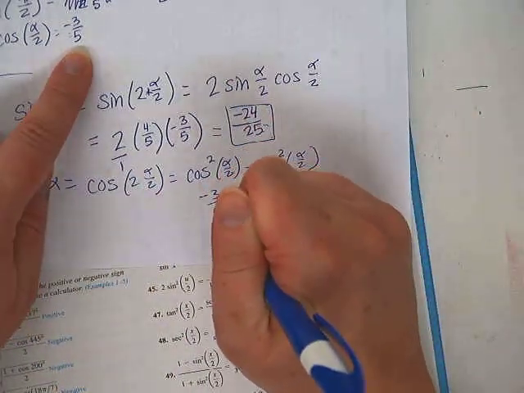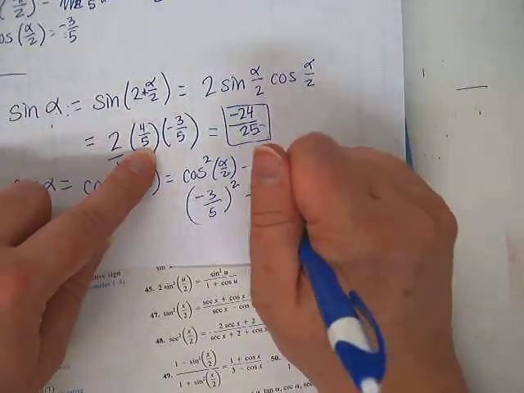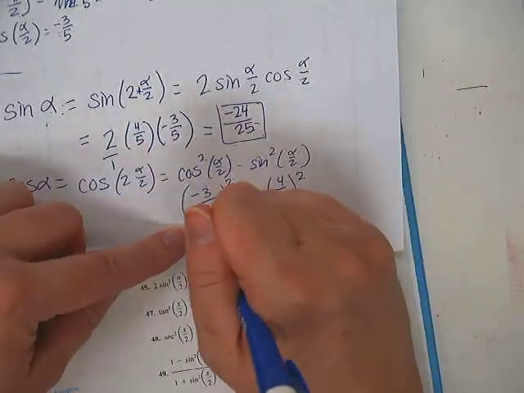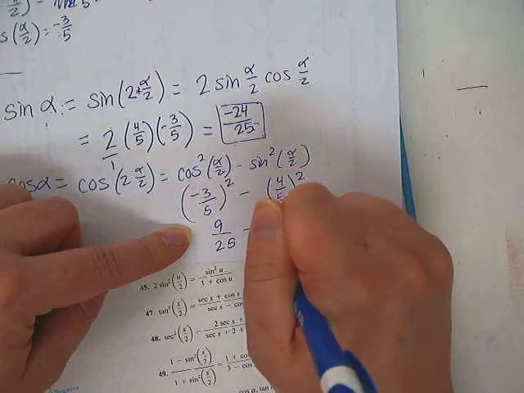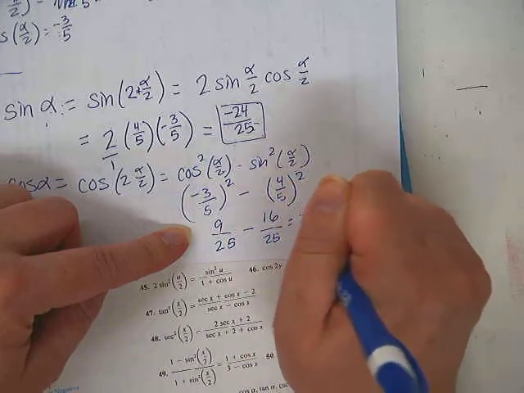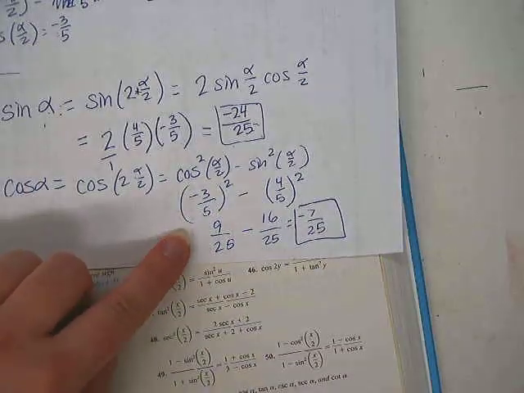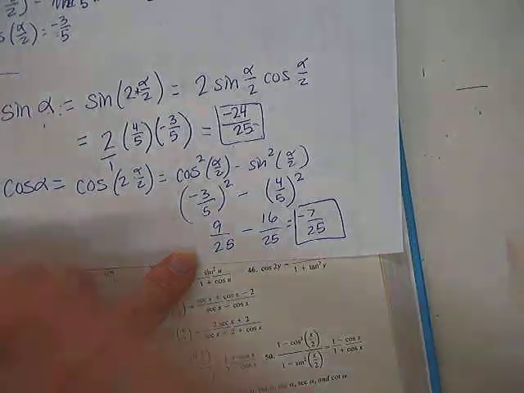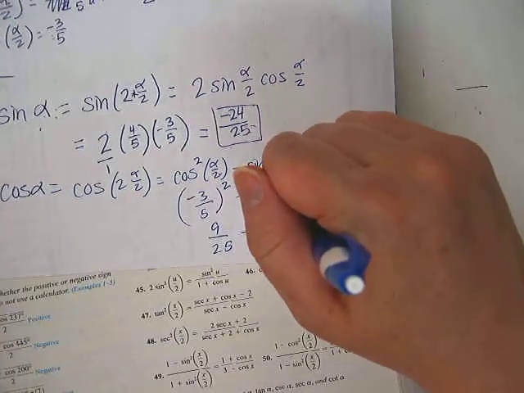Okay, so let's plug in the right numbers here. For cosine, we would plug in -3/5 and square that. And then for sine, we would plug in 4/5 and square that. So that gives us 9/25 minus 16/25, which is -7/25. Okay, now that tells us what quadrant it's in. How does just finding cosine tell us what quadrant it's in?